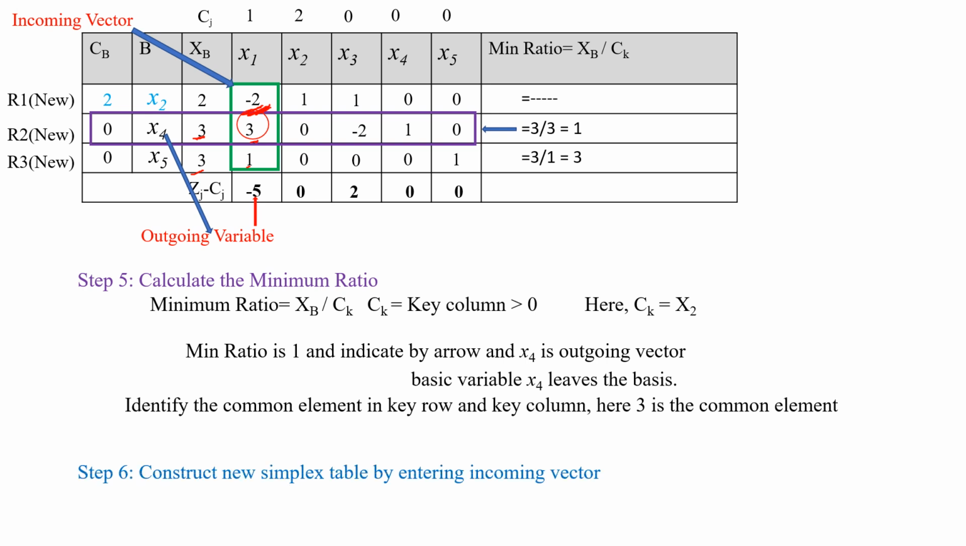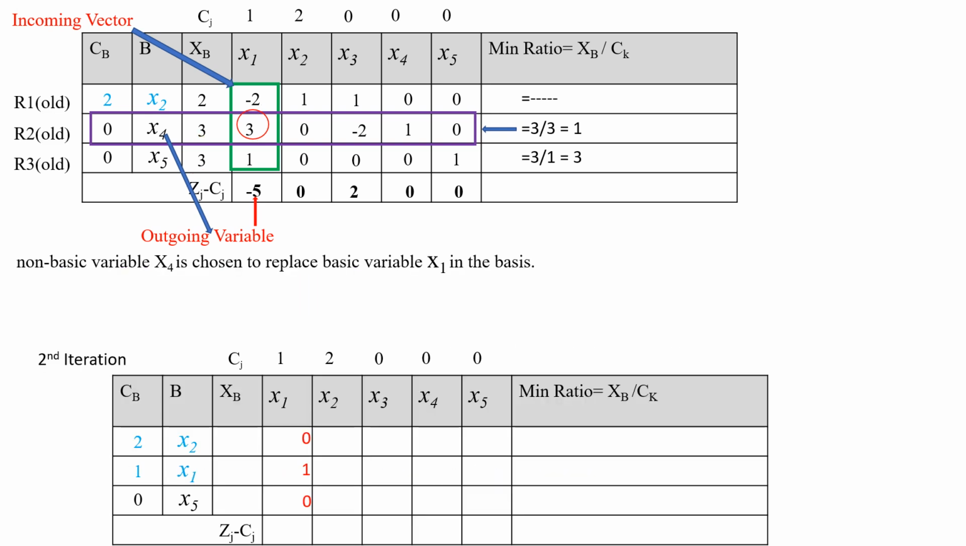Next, once again we have to construct the new table. So here we have to modify: in the place of x4 we have to enter x1. Its cost coefficient is 1. So next we have to do the following row operation to get here 0, here 1, and here 0. How will we get 1 here? By dividing by 3. So R2 new equals R2 old divided by 3. So the R2 new elements are 1, 1, 0, minus 2 by 3, minus 1 by 3 and 0.